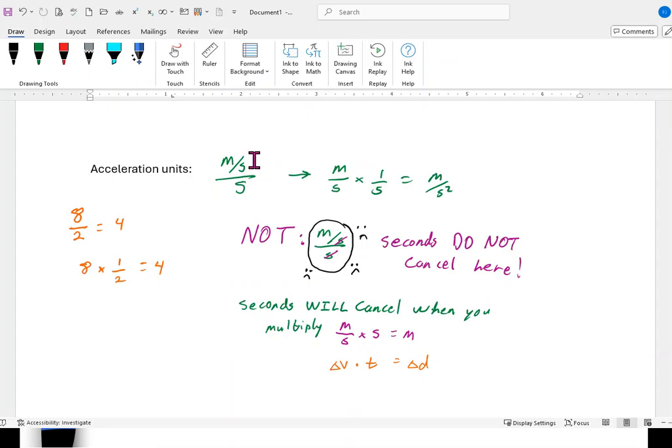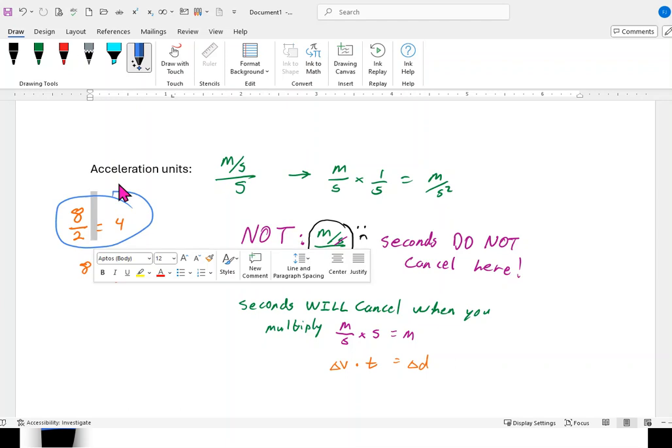Okay, so we've got meters per second divided by seconds. That turns into meters per second times 1 over seconds. You say, I don't get that. Well, think of it this way, just basic math over here. We've got 8 divided by 2 is equal to 4. I'm pretty sure we can all handle the mathematics there, right? Okay, we've got 8 divided by 2 is equal to 4.